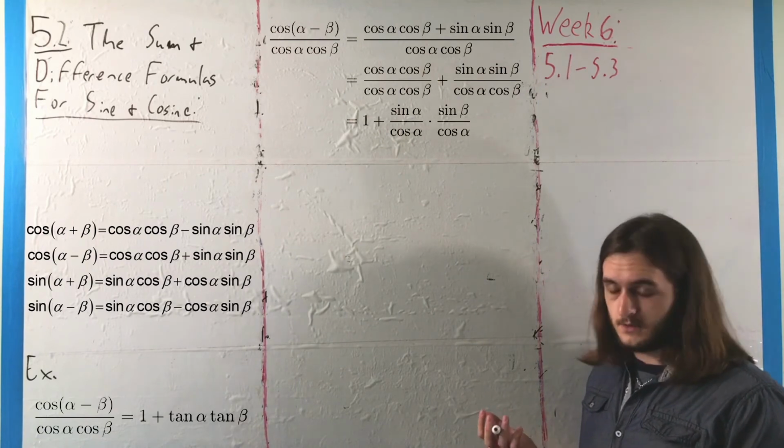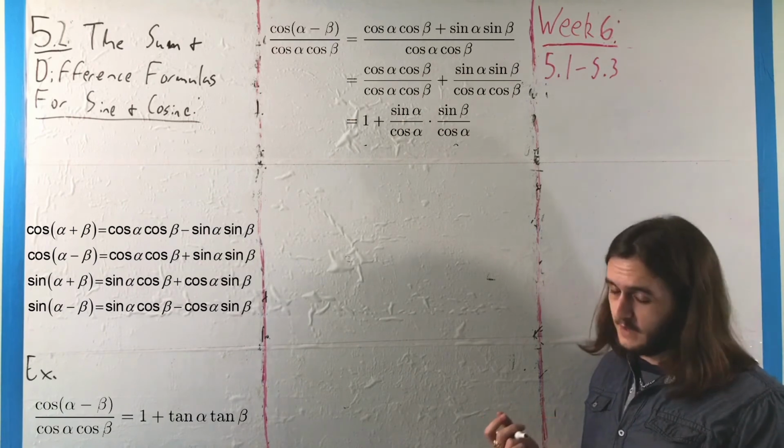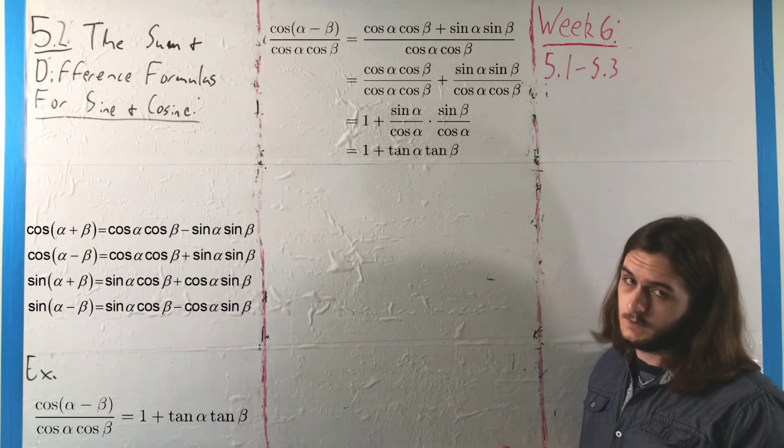But because they're the same angles, and it's sine over cosine, we can just split that into a product of tangents. So we get 1 plus tangent alpha, tangent beta, as we hoped.